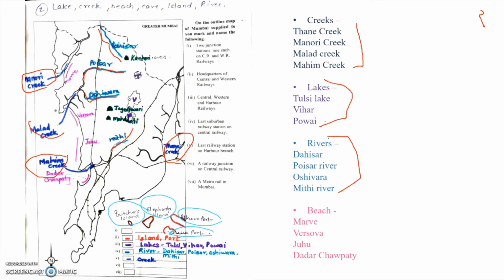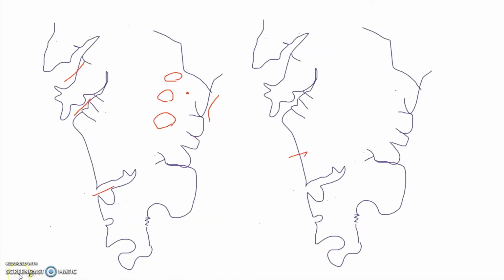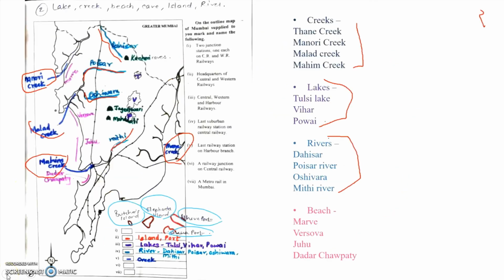Okay, now go to your blank map. You know the location of Mithi river? It is very different from other three rivers. So first draw Mithi river here. Okay, from here you can see Dahisar river. Dahisar station is here. So Dahisar river. First fold, Poisar river. And second fold, Oshiwara river. See, now you can recollect all the rivers as well.